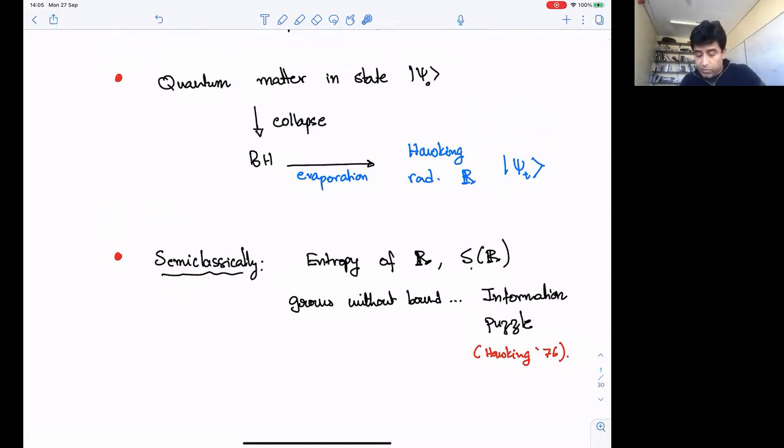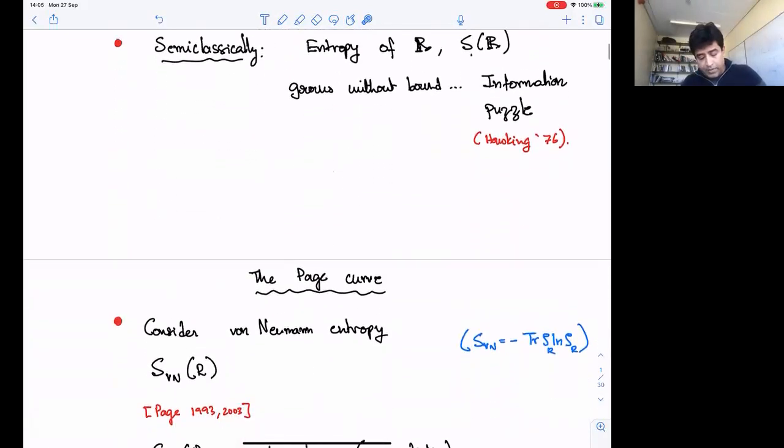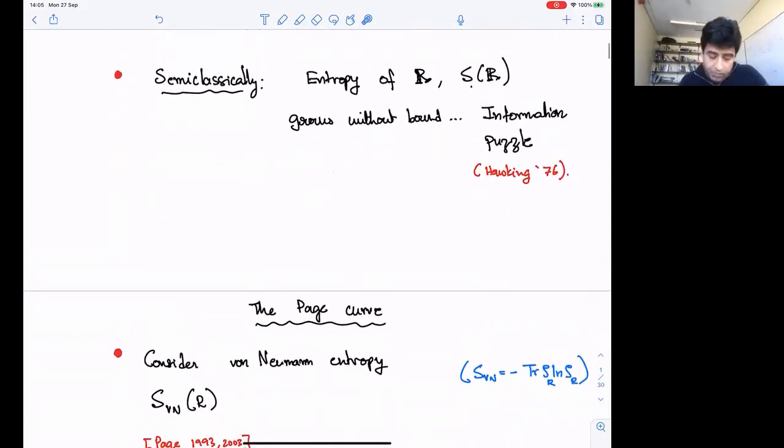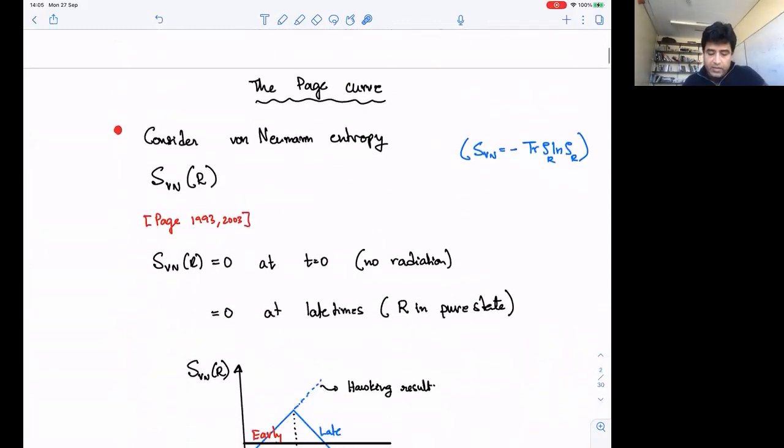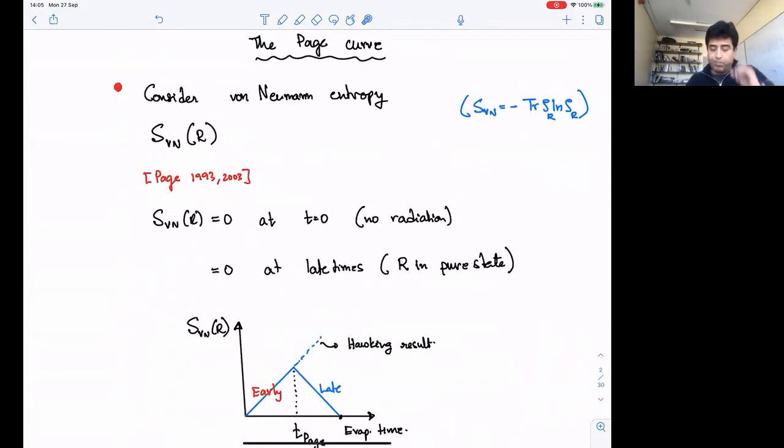As the years went by, there were many different potential explanations for how unitarity could be restored. But of course, before we get to the recent developments, the most clear enunciation of this puzzle comes in the form of the Page curve. This enunciation of the information puzzle was proposed by Don Page in 1993 and following papers.